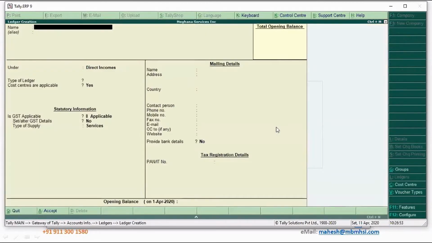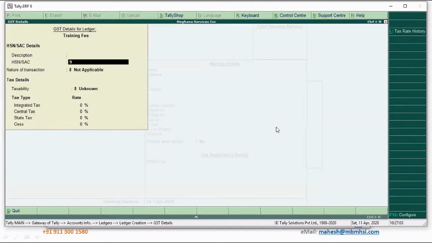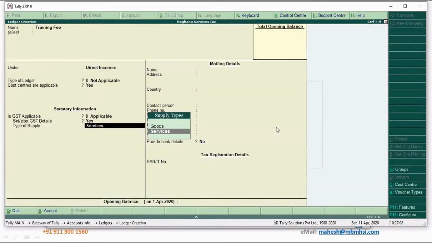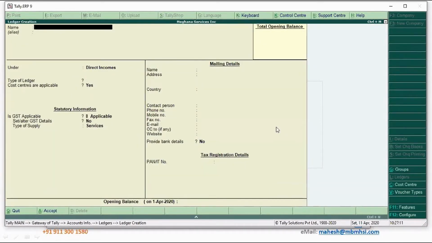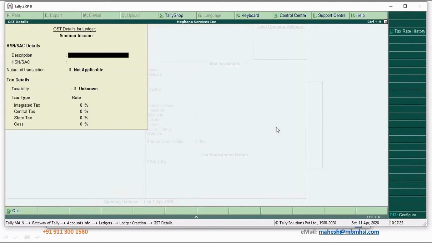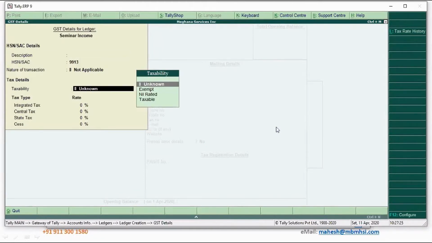I could also have different kinds of income. For example, I'll say training fee. Direct income, GST is applicable, 8813, taxable at 18%. Or I might say seminar income, direct incomes. Yes, 8813. I could have these details and maintain them.